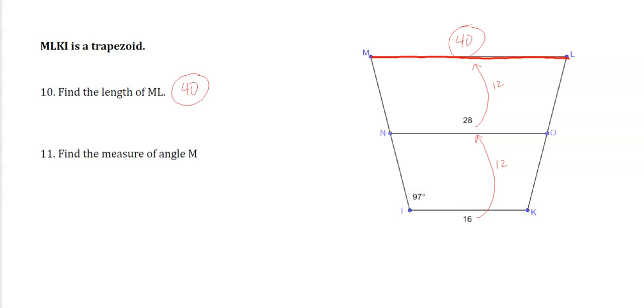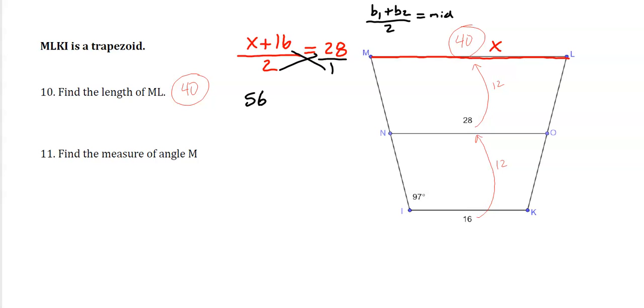Some people got into their algebra a little deeper, and they called this X. And they said, well, I know that the top base plus the bottom base divided by 2 had to equal the mid segment. So base 1 plus base 2 divided by 2 equals the mid. And then you times by 28, so you'll get 56 is X plus 16, subtract, and you get X equals 40. It's nice to be able to do that. However, I think this little trick is much faster and easier.